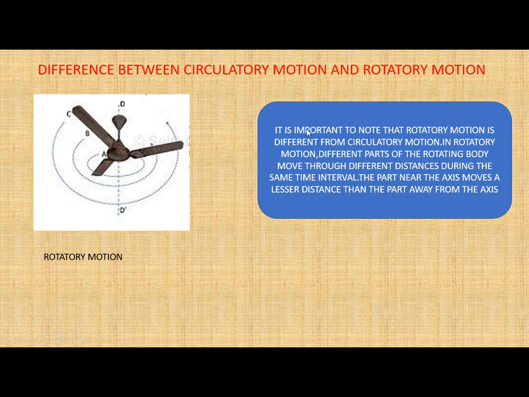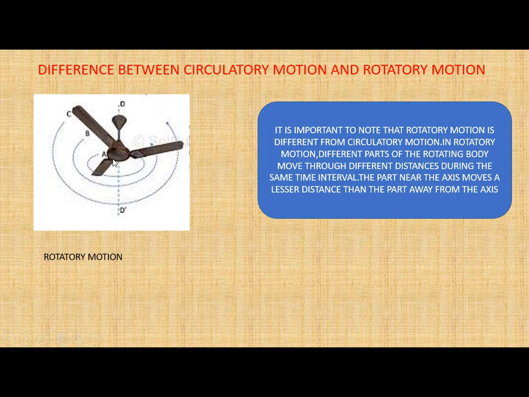Now let me read out the important difference between circulatory motion and rotatory motion. It is important to note that rotatory motion is different from circulatory motion. In rotatory motion, different parts of the rotating body move through different distances during the same time interval. So here you can see this A moves less distance. When this fan is rotating, the part which is near this axis moves less.